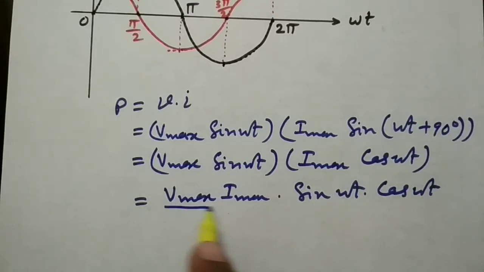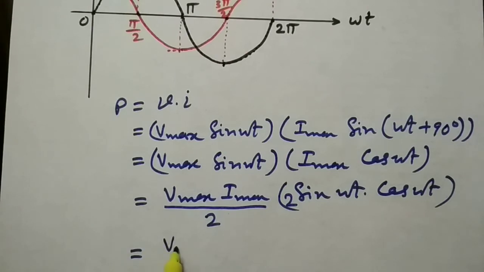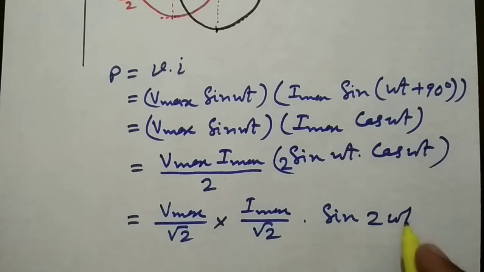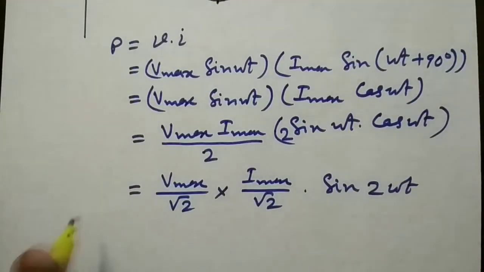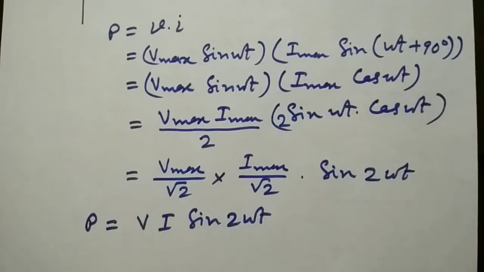Now divide the term by 2 and multiply by 2. So it can be written as Vmax upon root 2 into Imax upon root 2, and 2 sin omega t cos omega t can be written as sin 2 omega t. So finally the instantaneous power can be written as Vrms Irms sin 2 omega t. That is the expression of the instantaneous power.